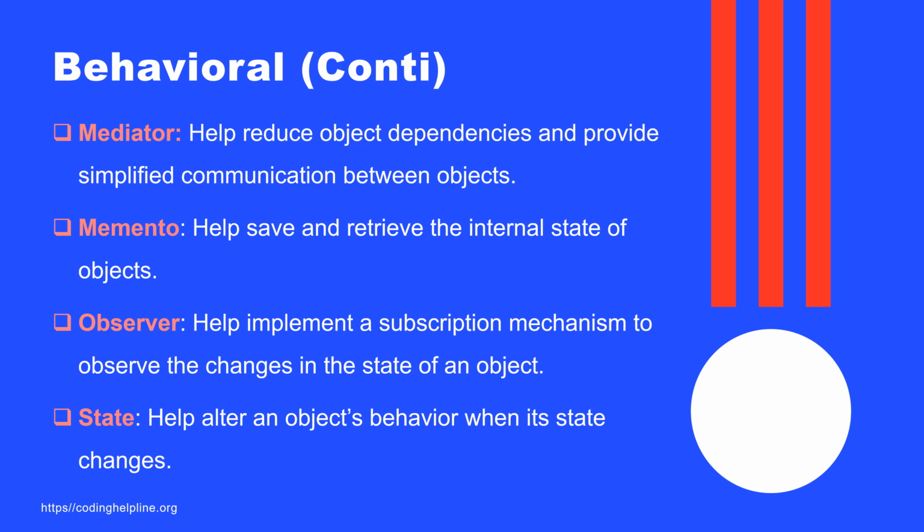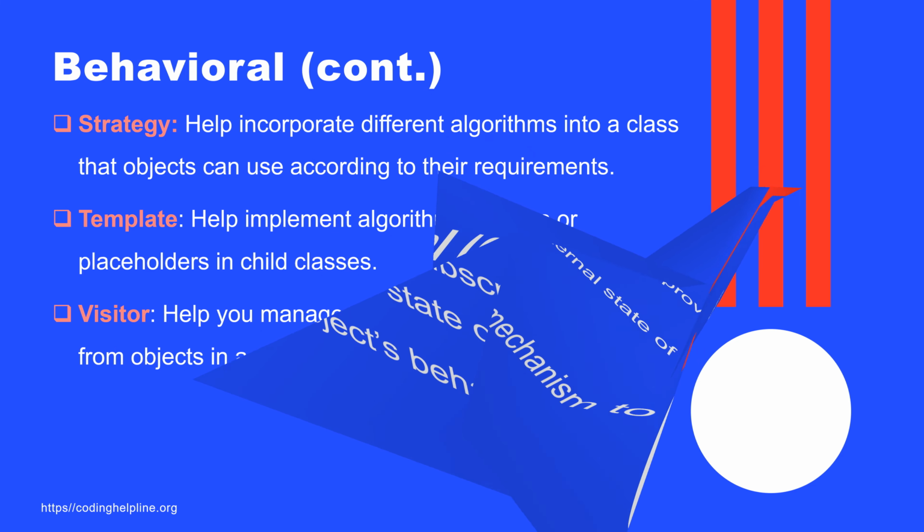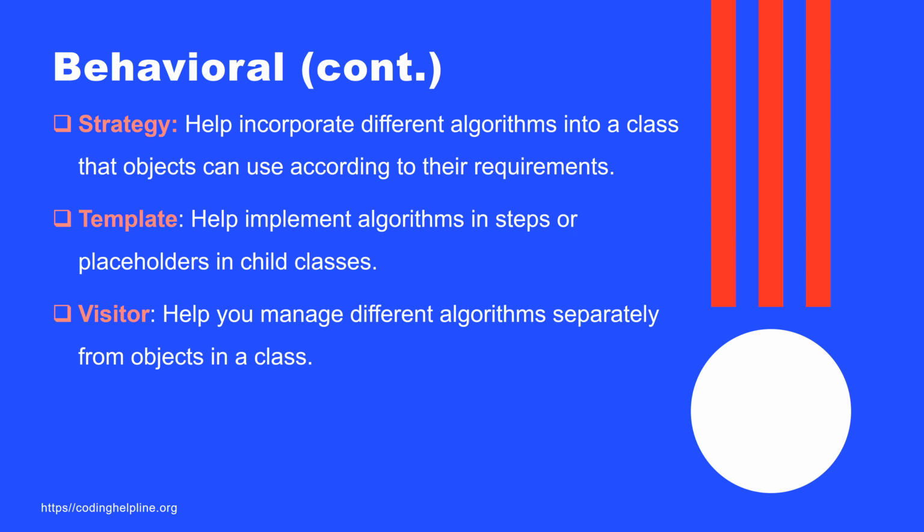And behavioral design patterns continued. The strategy design pattern. This design pattern helps incorporate different algorithms into a class that objects can use according to their requirements. Basically, this design pattern helps us incorporate different strategies that objects can use according to their needs at runtime of the application. Template. Template helps us implement algorithms in steps or placeholders in child classes.